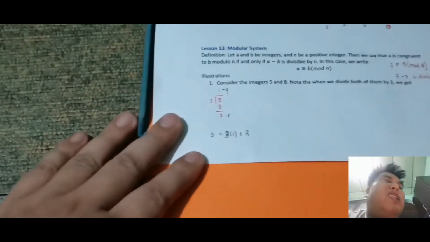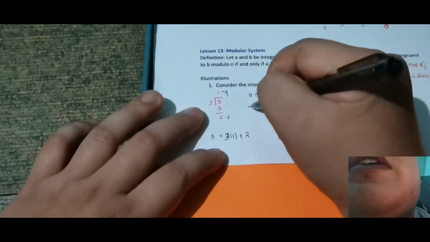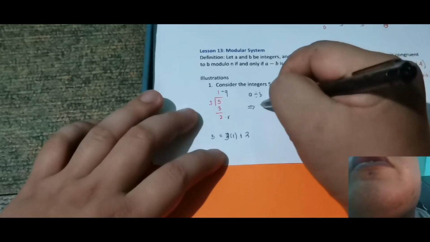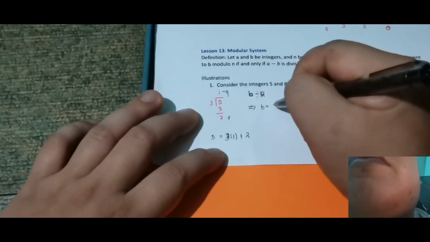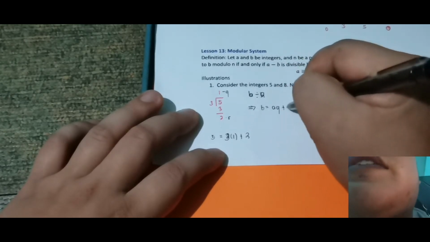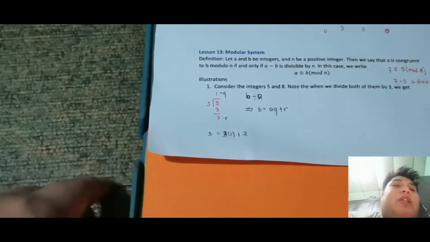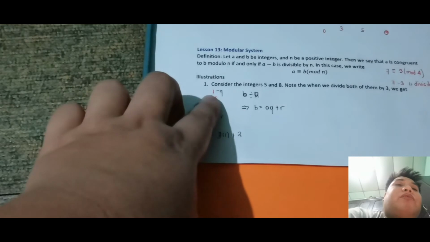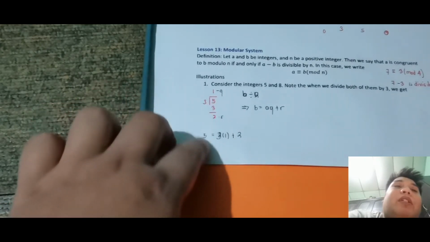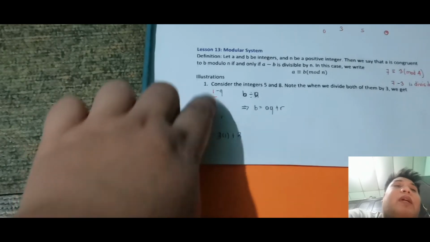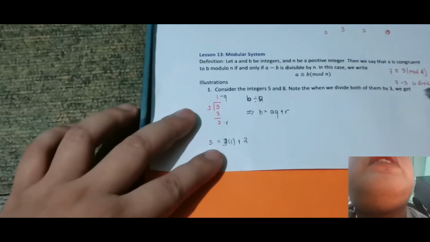Kunyari, meron kang A and B. So, kung yung B dinivide mo sa A, ito ay equivalent ng B is equal to AQ plus R, where Q is the quotient and R is the remainder. Ganito yung pattern. Kunyari, ang B ko is yung 5 and yung A ko is yung 3. That is simply yung 5 which is the dividend, then the divisor 3 times the 1 which is the quotient plus 2. Ganun kasimple.